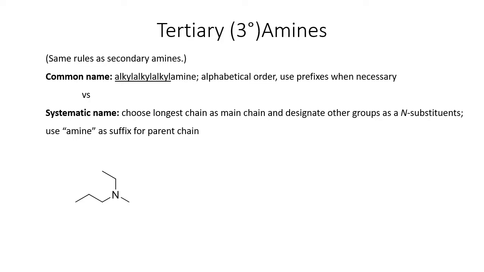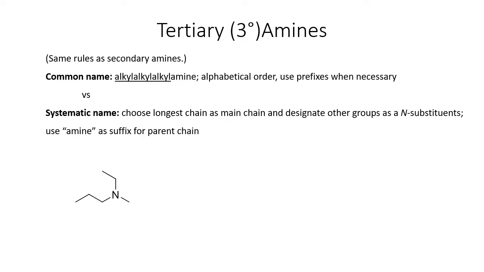With tertiary amines, we follow the same rules as with secondary amines. Now with tertiary amines, since the nitrogen is bound to 3 R groups, we would put all 3 R groups as an alkyl group, alkyl, alkyl. And again, that's going to be in alphabetical order. We use prefixes whenever 2 of the alkyl groups are the same. For the systematic name, again, we're going to choose the longest chain as the main chain, and we'll designate the other groups as N substituents, using amine as a suffix for the parent chain.